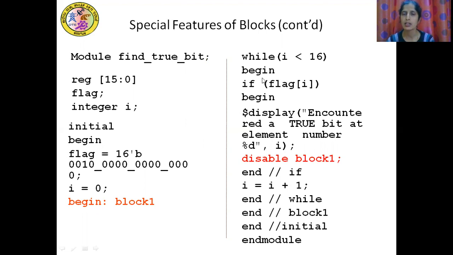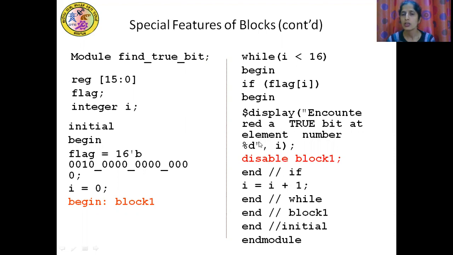So begin indicates the beginning of the while loop when we have more than a single statement. If flag of I, so the value of I is 0, that is, if flag of 0, the bit in flag at the 0th position, is equal to 1, then the if loop will be entered. If we check the data we have given to flag here, it is equal to 0 initially, so when I is equal to 0, the statement will not be encountered.